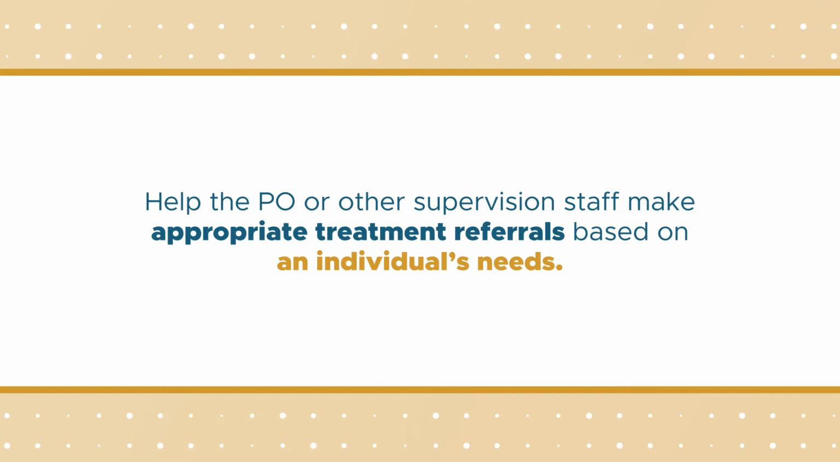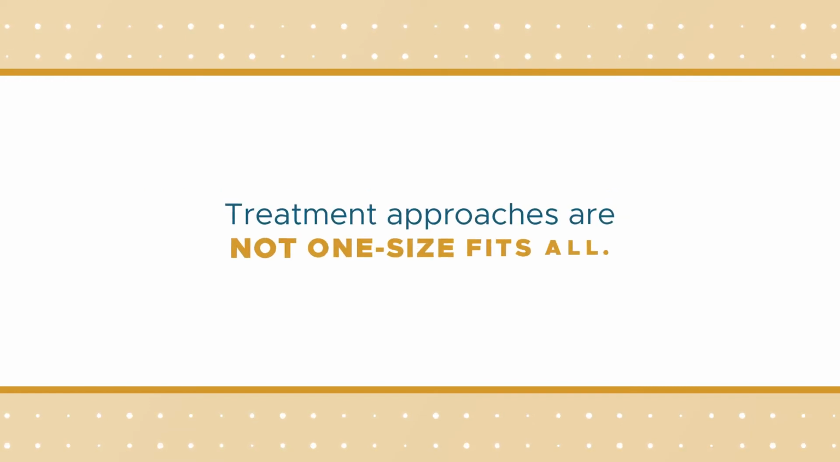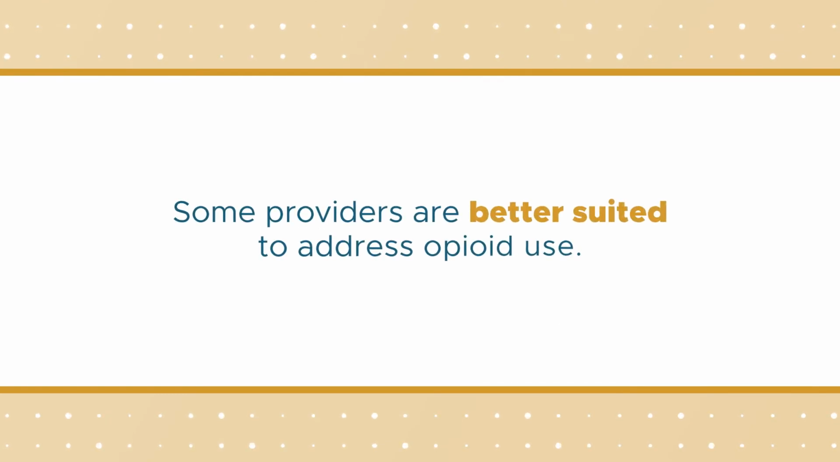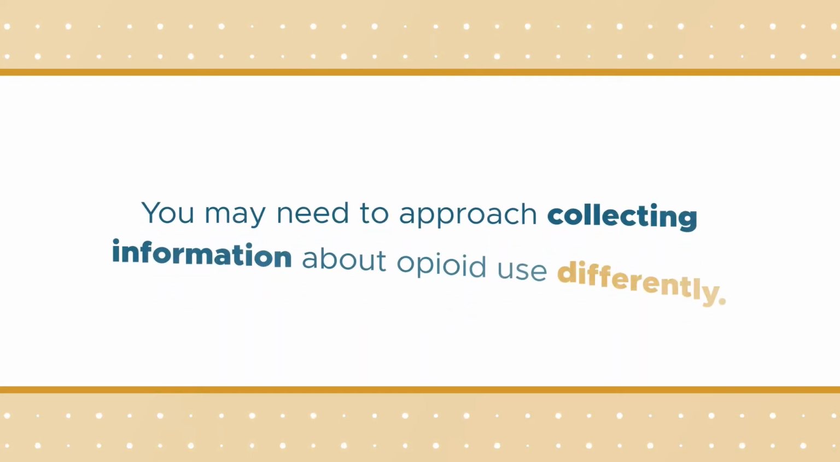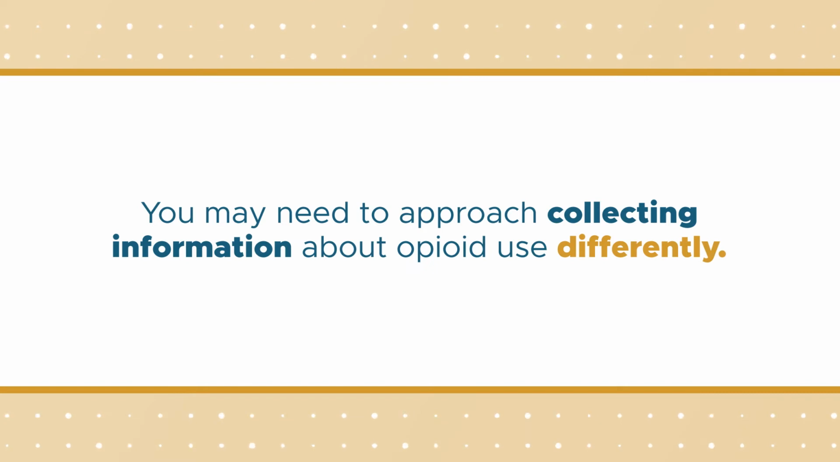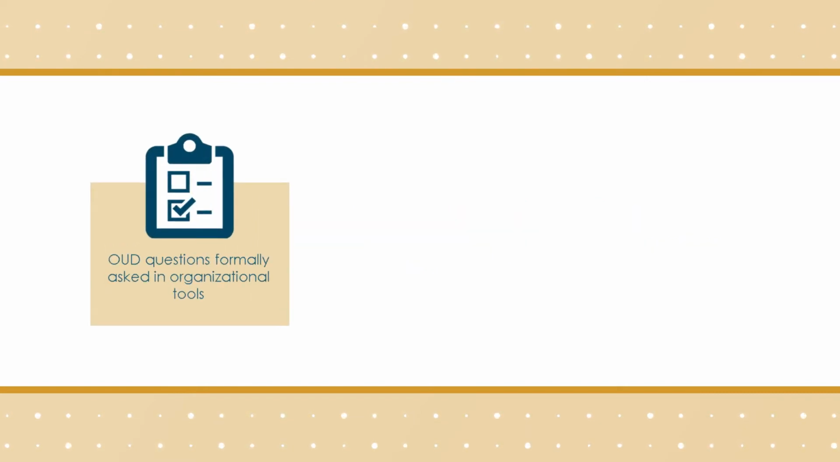Identifying early if opioid use is present for a person on supervision helps the officer make a more informed decision about a treatment referral. Remember, treatment approaches are not one-size-fits-all, and some providers are better suited to address opioid use. Depending on the screener or assessment tools used by your agency, you may need to approach collecting information about opioid use differently. First, your agency might have specific opioid use questions formally built into the tool or tools you use at initial intake on probation.